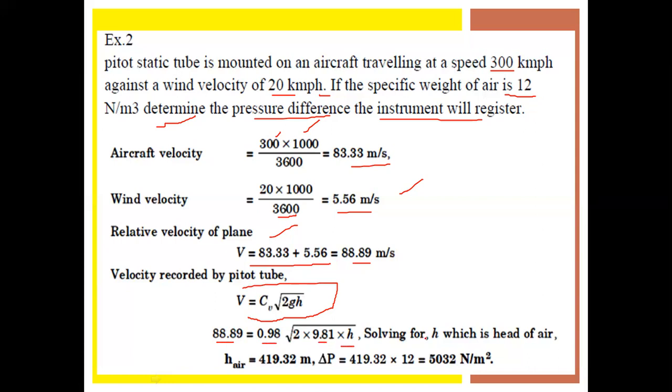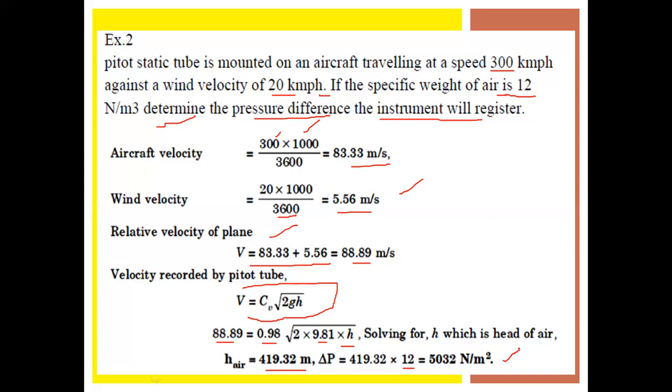So solving for h, H air is equal to this one. Then what is the delta p? Delta p is equal to γ into h, where the specific weight of water is 12. Therefore, 5032 Newton per meter cube. So like this, you have to do the problems in the Pitot tube.